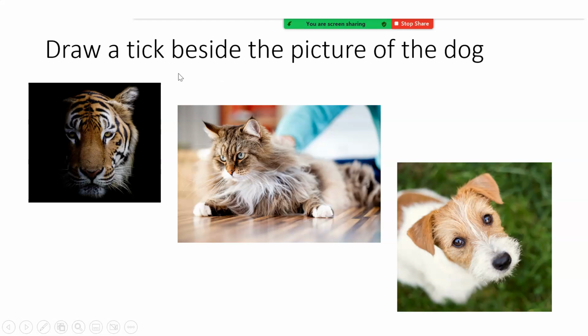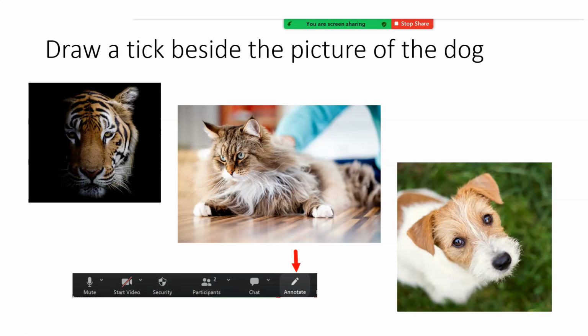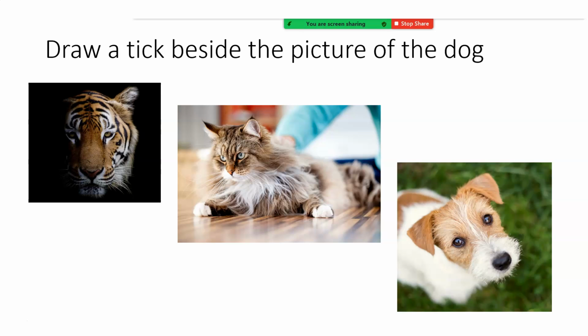And here you can see that I have actually asked my participants to draw a tick beside the picture of the dog. So now I'm going to give the instructions to my participant. Please go to the Zoom menu at the bottom of your screen and select the pen icon. Click on that and then you can directly annotate. So now my participant is going to follow my instructions exactly and then do the annotation, and you can see here that the participant is annotating in real time.